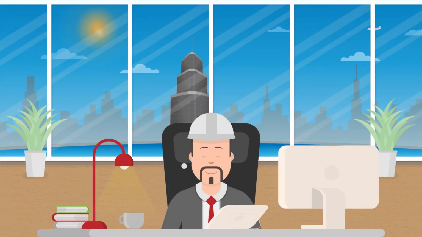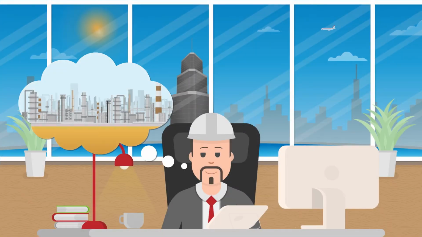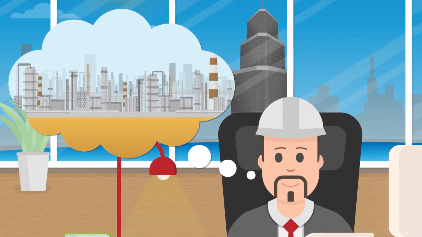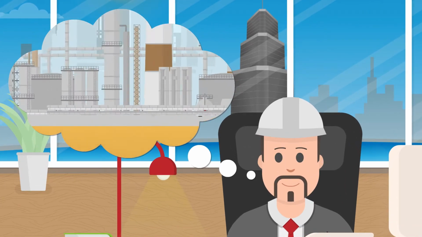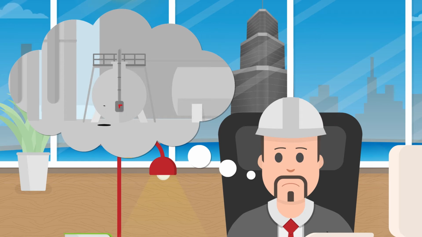This is Tom. Tom is currently planning an industrial plant for a well-known chemical company. He must rule out the possibility that the chemicals used there leak into the environment or the groundwater in the event of an accident.